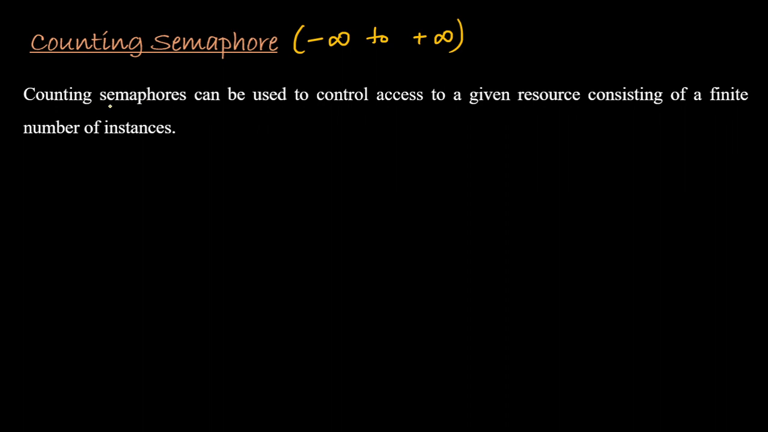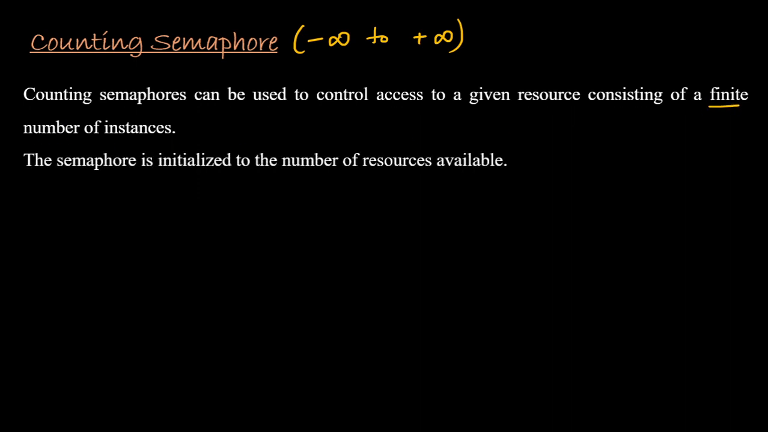So counting semaphore can be used to control the access to a given resource consisting of a finite number of instances. The semaphore is initialized to number of resources available. Very, very important point. In counting semaphore, suppose there are 10 resources available, and then there are 5 down operations and 6 up operations. What will be the final value of semaphore?